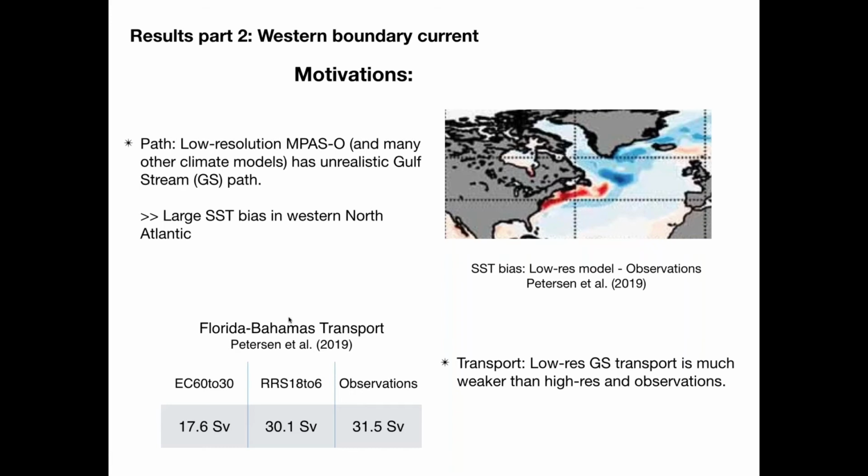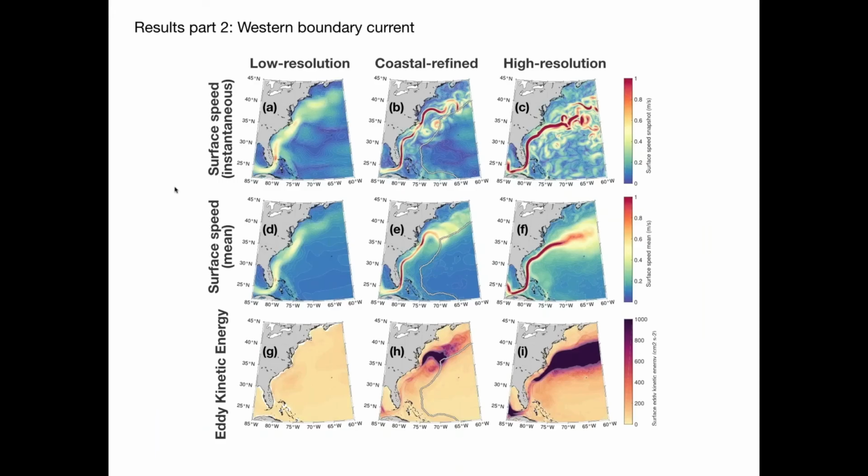And so the two problems were the path of the Gulf Stream and also the strength of the Gulf Stream, the transport. In that 2019 paper, the low resolution model was shown to have a much too weak Gulf Stream compared to high resolution. So can we improve this using variable resolution? Here are the surface speeds.